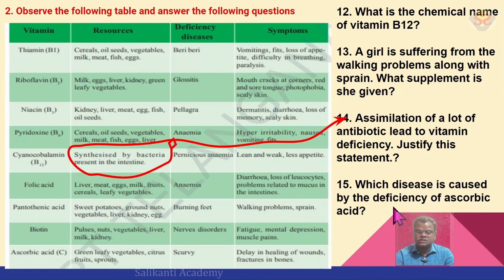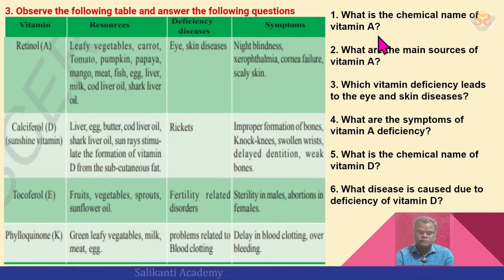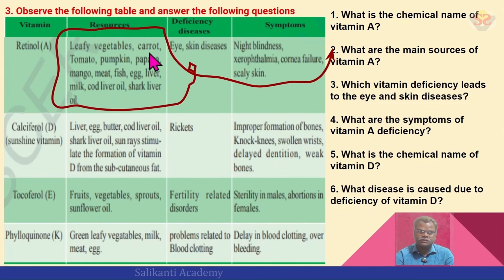Which disease is caused by the deficiency of ascorbic acid? Scurvy. What is the chemical name of vitamin A? Retinol. What are the main sources of vitamin A? Leafy vegetables, carrot, tomato, pumpkin, papaya, mango, meat, fish, egg, liver, milk, cod liver oil, shark liver oil.